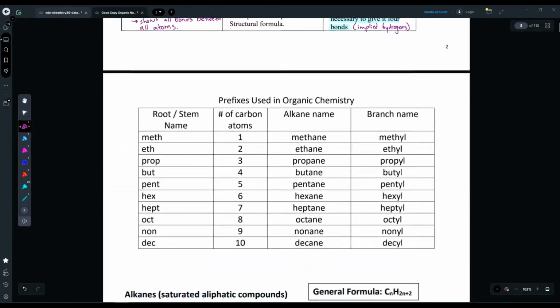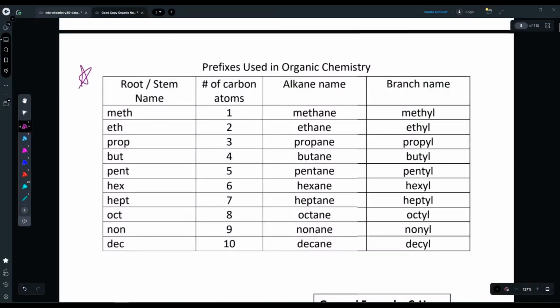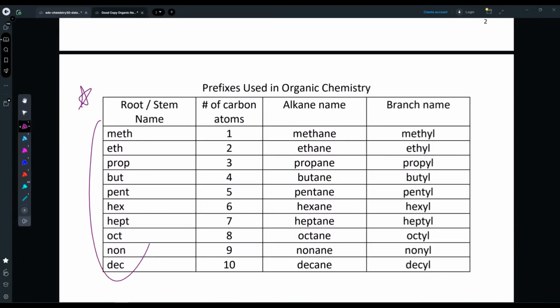Okay, so with naming compounds in our unit, which is called organic chemistry, this is a very important table. Okay, so make sure to put a star by it. Each of these are root or stem names, whatever you want to call them, that are going to correlate to how many atoms of carbon are in the specific part of the compound that you're talking about. So make sure that you highlight this.